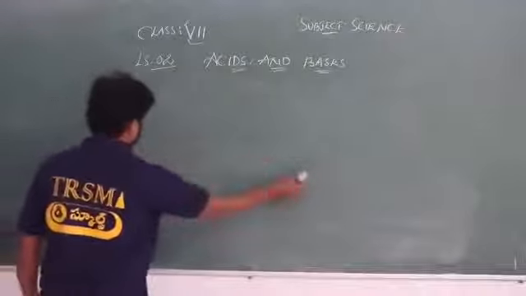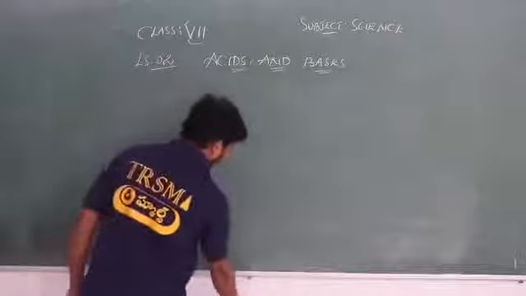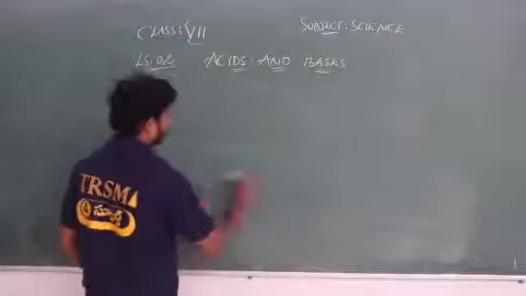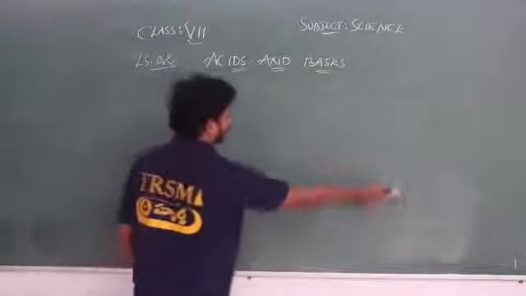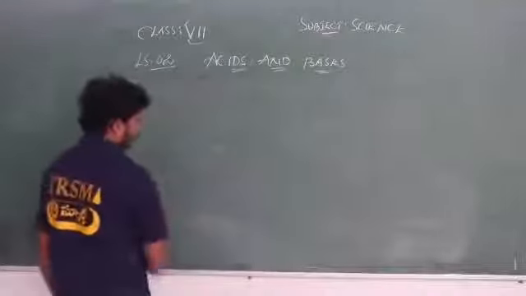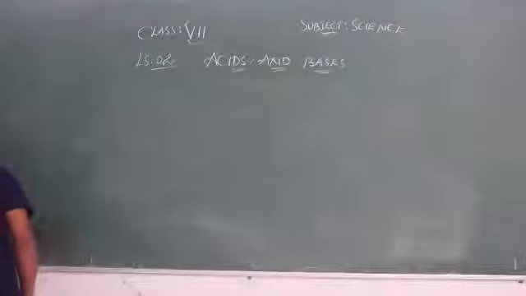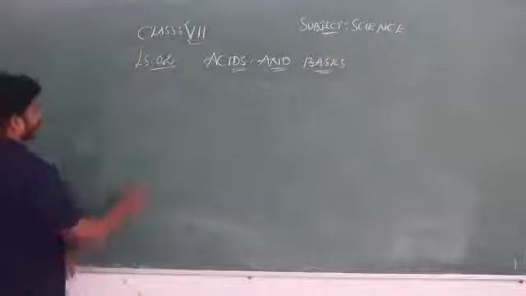What did I say for a neutralization reaction? For a neutralization reaction, an acid and a base react with each other. It gives you salt and water. If salt and water are formed, we can say it is a neutralization reaction. So the other topic is fertile land and organic manures.